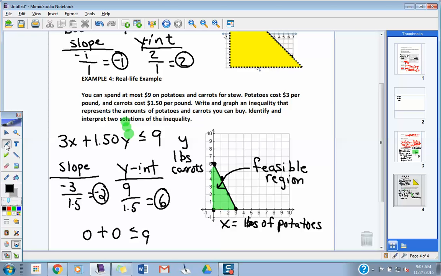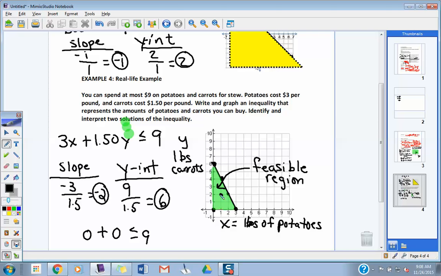Okay, quick question here, guys. I have a point 1, 2 right here. Is that point in the shaded region or not? This point 1, 2 is in the shaded region. So is it possible to buy, when I call this 1, 2, 1 pound of potatoes and 2 pounds of carrots? Yes. How about this point over here? Could you buy 4 pounds of potatoes? Okay, 4 pounds of potatoes would be all the way to the right here. Am I in the shaded region or not? No.